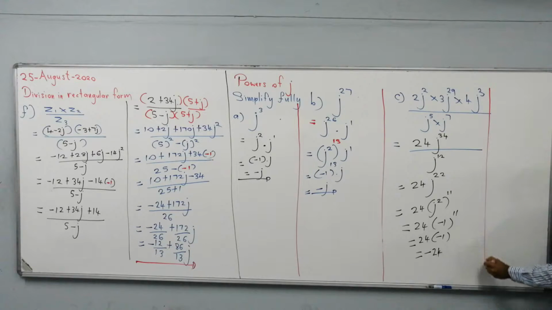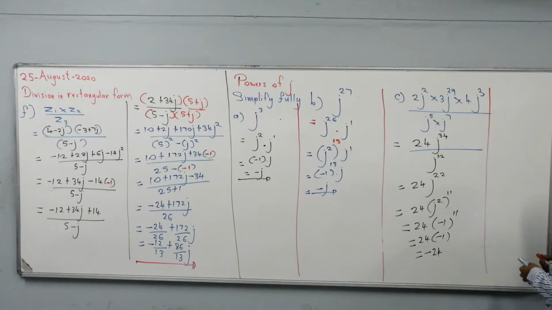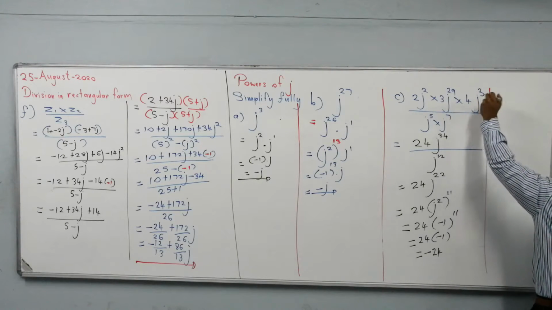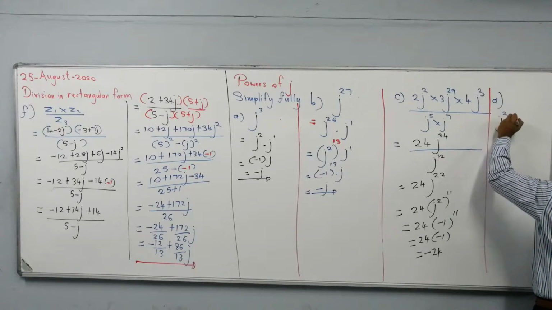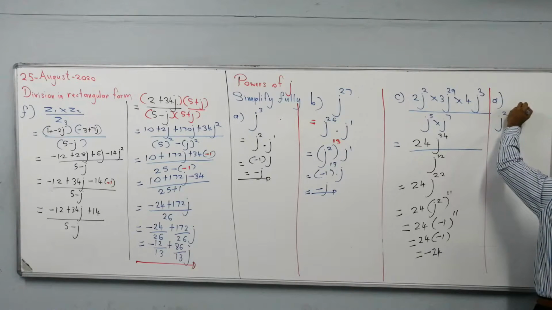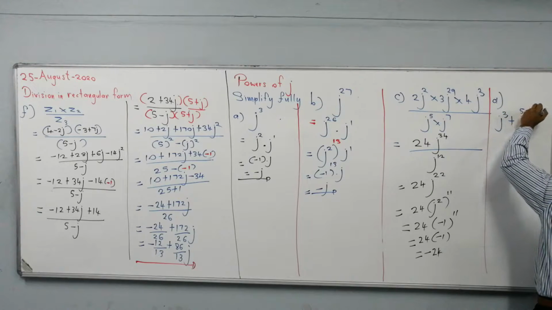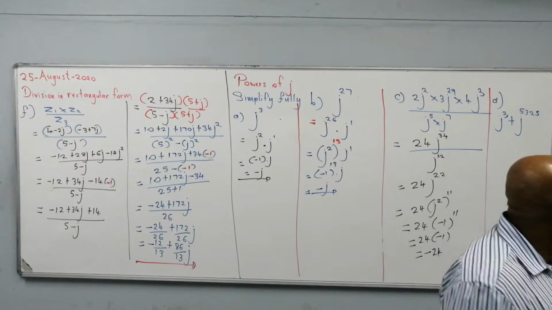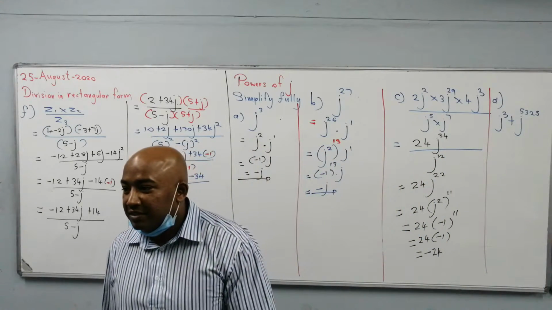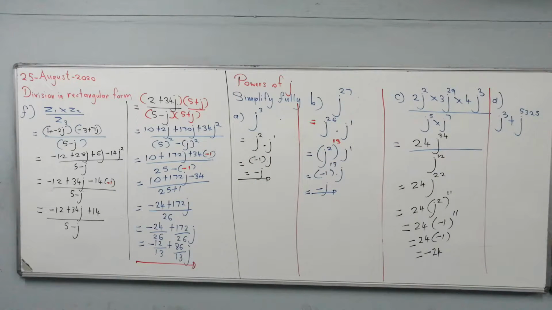Let me just add on one more example, yeah? j to the power 3 plus j to the power 5325. So do that, it only takes a few seconds if you understand exactly what I showed you here with the exponent laws.